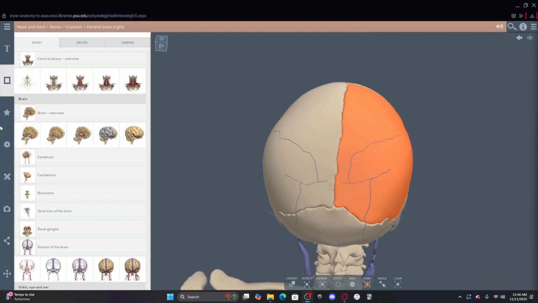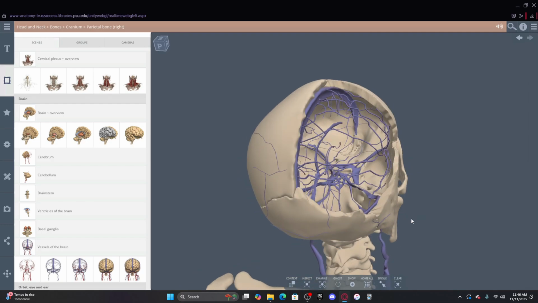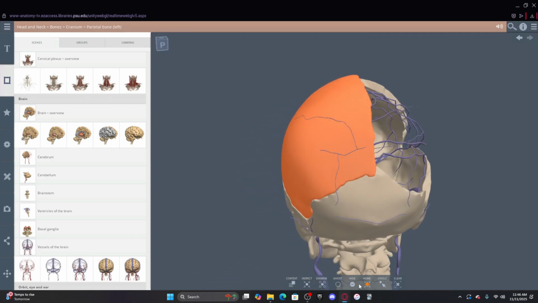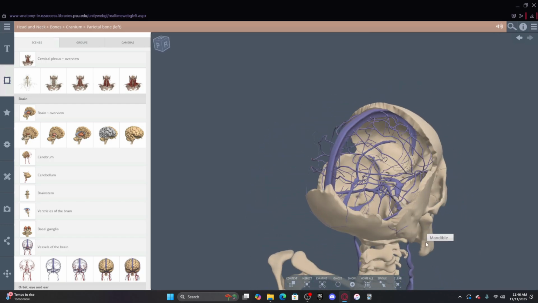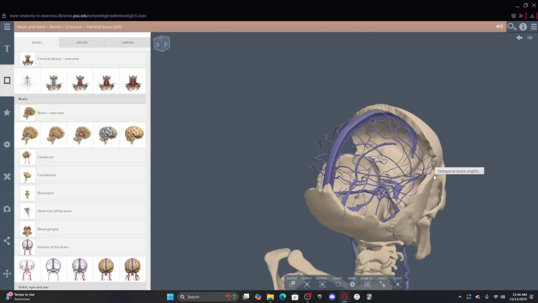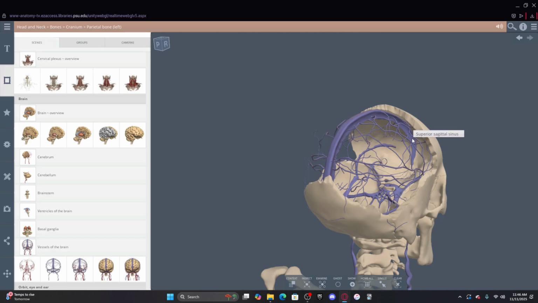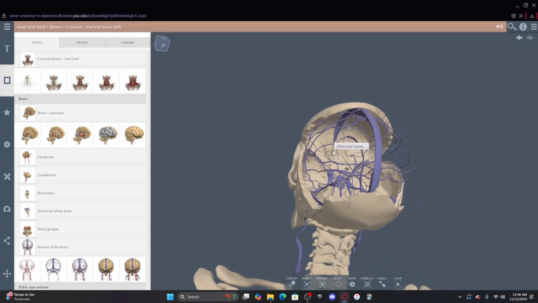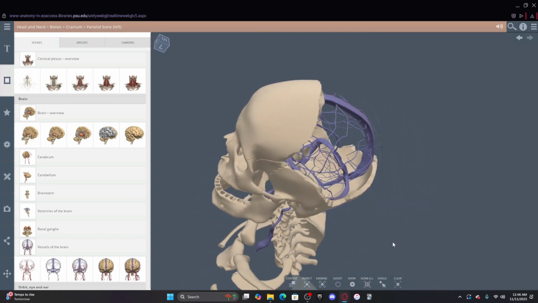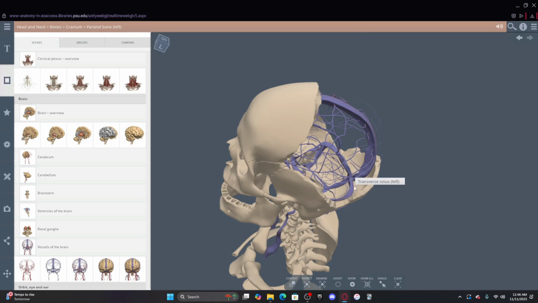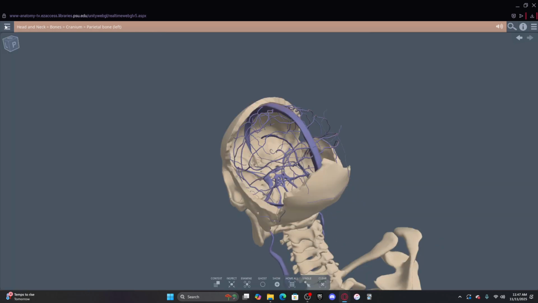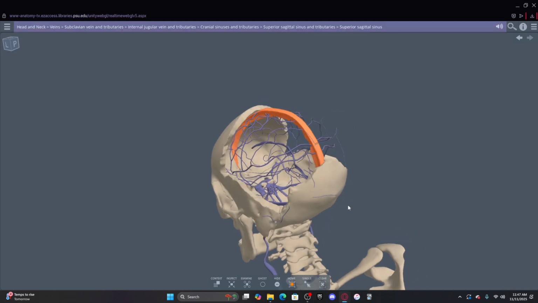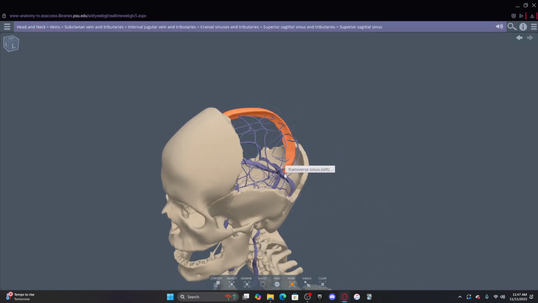All right. So let me remove this. Okay, perfect. So if I remove the two parietal lobes, I can see the superior sagittal sinus. You can see it going from the crista galli all the way to the occipital bone, superior sagittal sinus. And then we can see the confluence of sinuses right there.